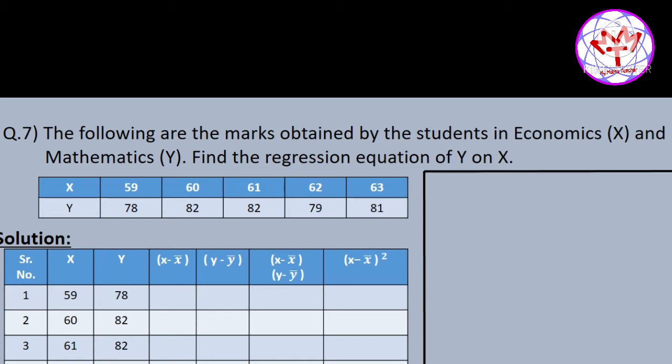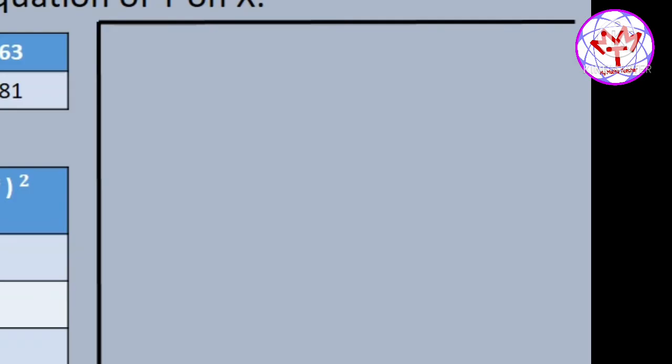So we'll first calculate x bar and y bar. So we know x bar is equal to summation xi upon n. Now here number of observations are 5. So n is equal to 5. And summation xi we have got 305. So 305 upon 5, that is equal to 61.